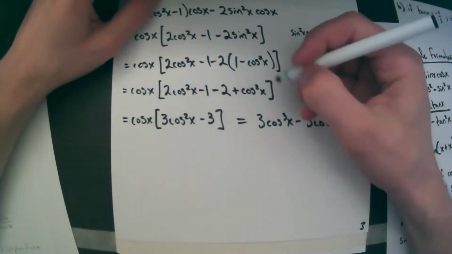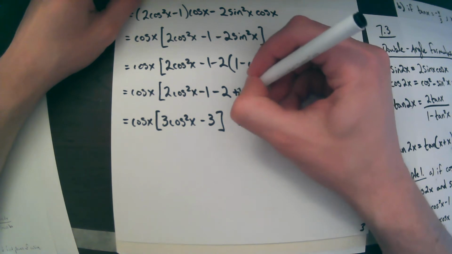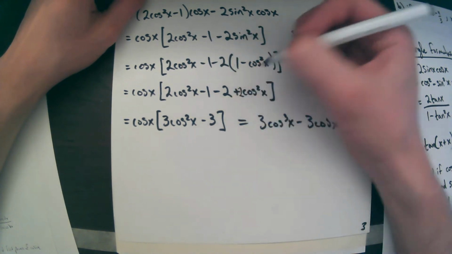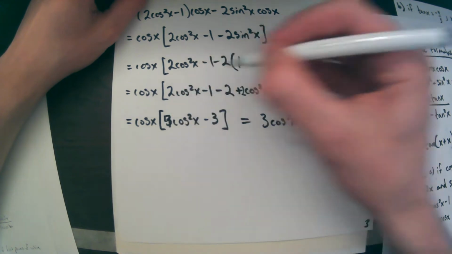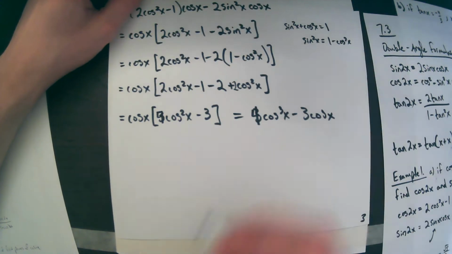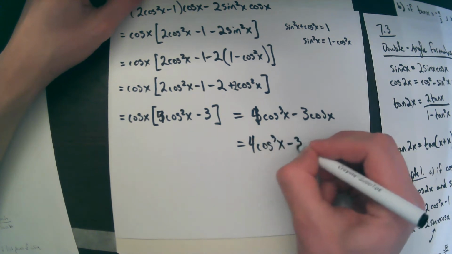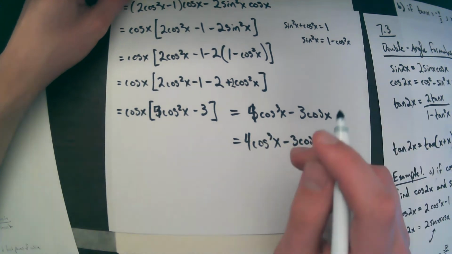Oh wait, dang it, this is supposed to be a 2 there, because I distributed a negative 2 in there, so that should be a 2, meaning this should be a 4. Alright, final answer is 4 cosine cubed x minus 3 cosine x.